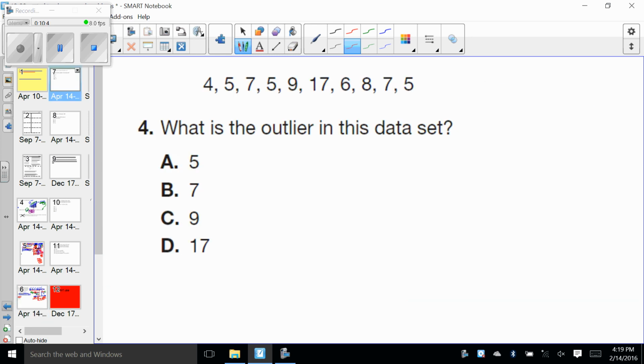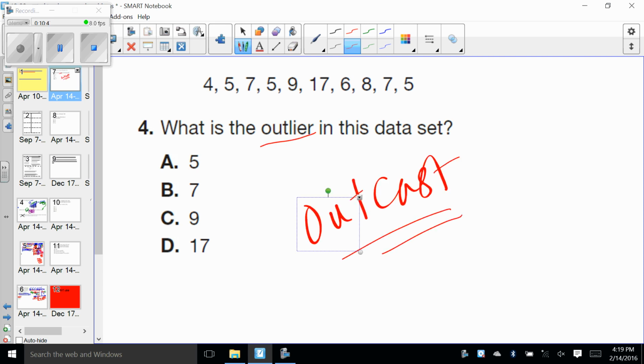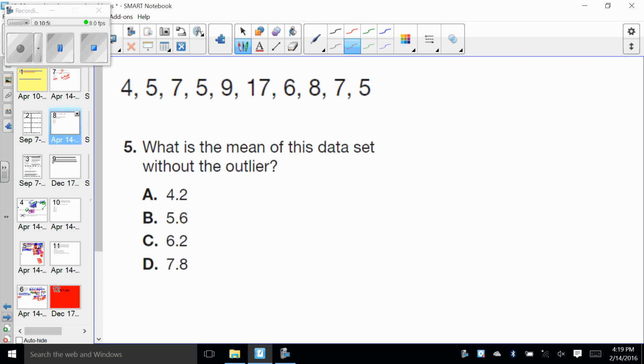Okay. What is the outlier in the data set? Remember, the word outlier means outcast. Something just doesn't fit in. Which one just doesn't fit in? You should be saying 17 is the outlier, D. Outlier, outcast, which one of these things just doesn't belong? D, 17.